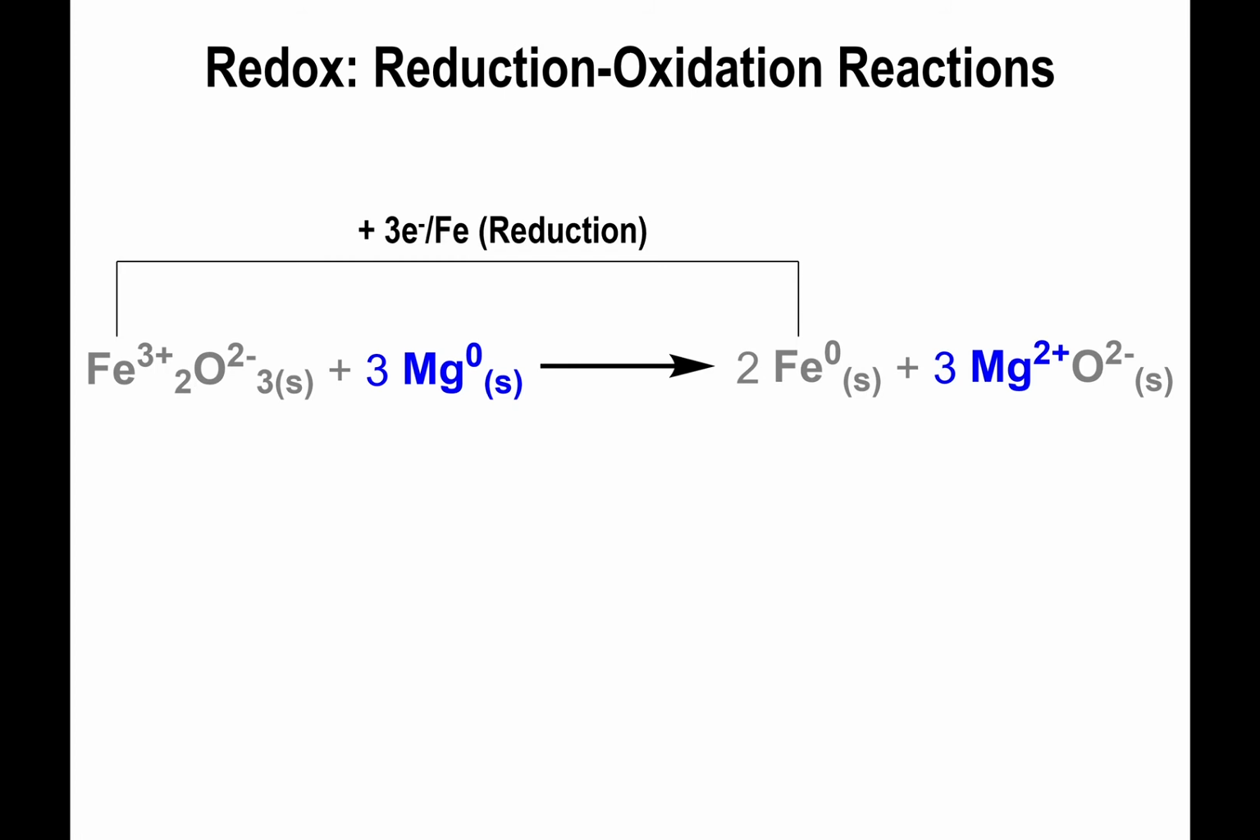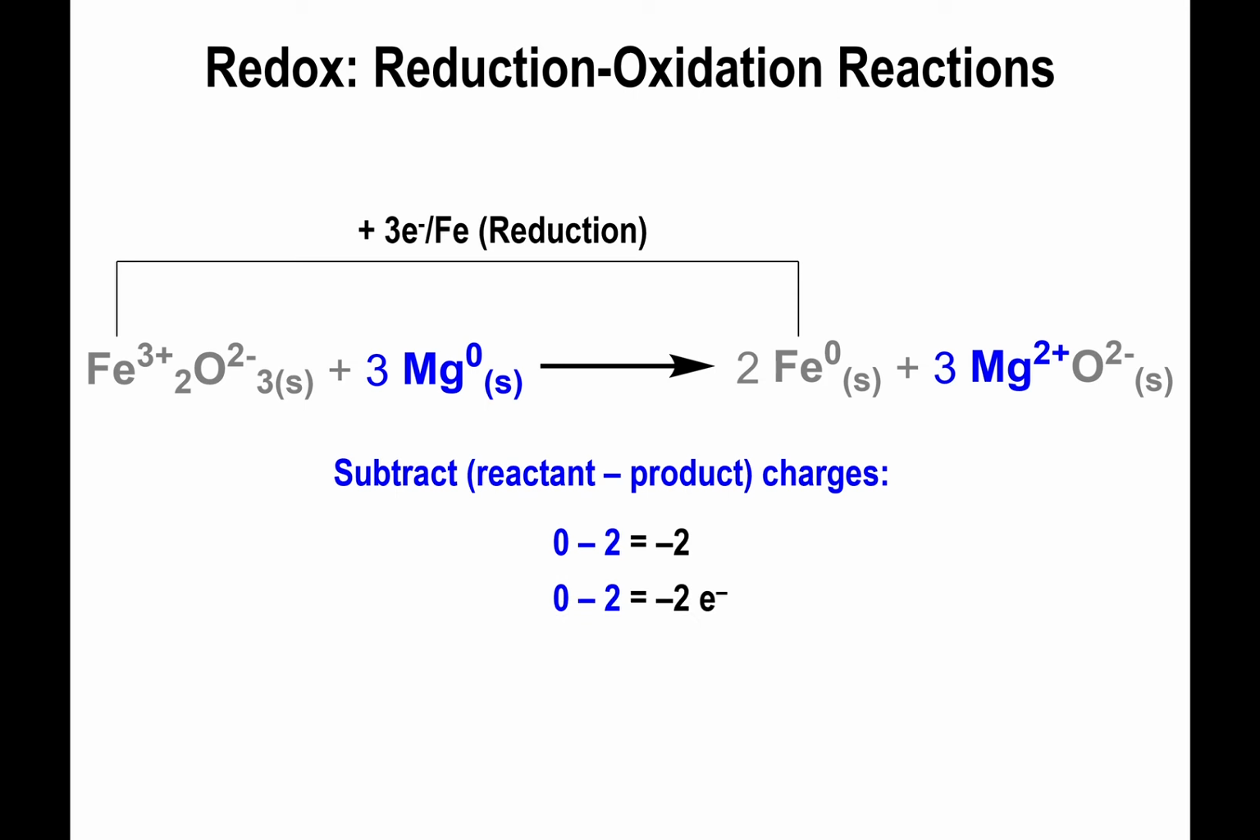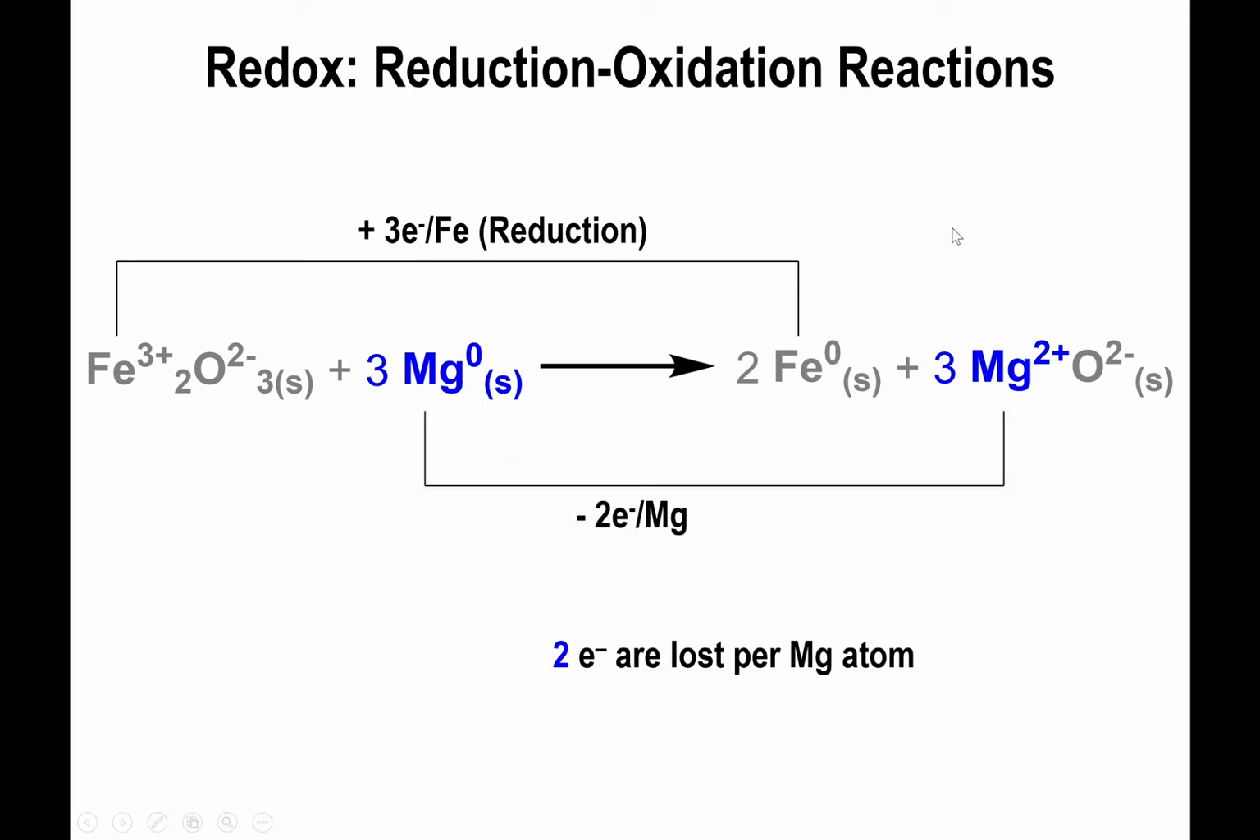Now for magnesium, there's a similar story. Subtract the charge of the reactant with the charge of the product. So you have 0 minus 2, telling you that you have minus 2 electrons in this process. In other words, you have lost 2 electrons per magnesium center. So we could write the same thing here for magnesium. Okay, so this is minus 2 electrons per magnesium center. And whenever you lose electrons, right, you have minus electrons, we call this the oxidation.